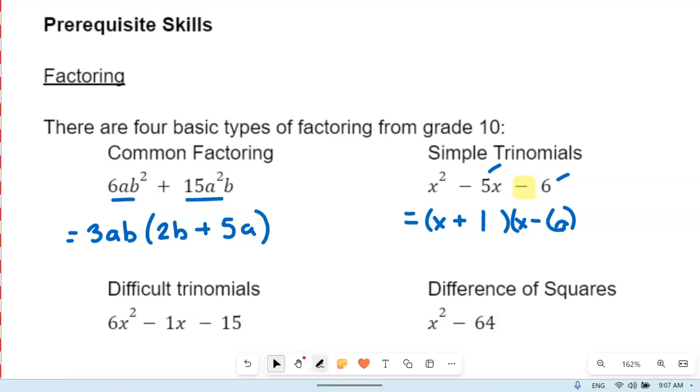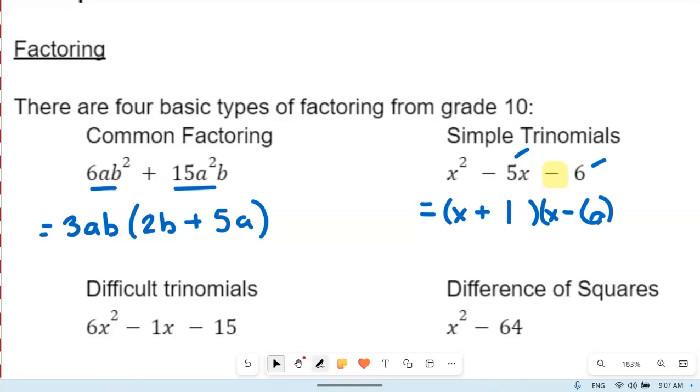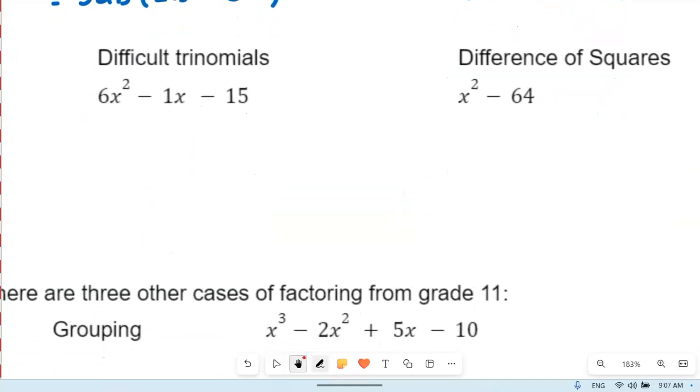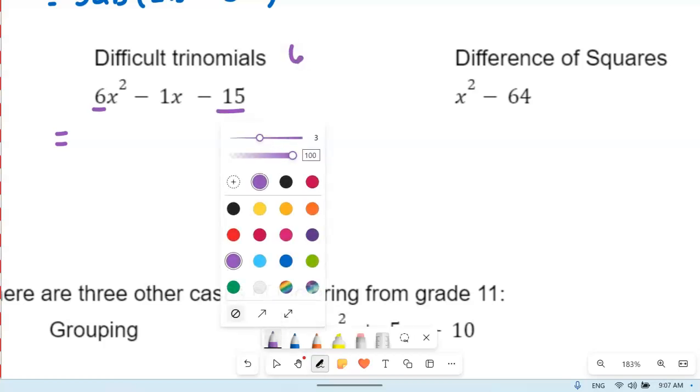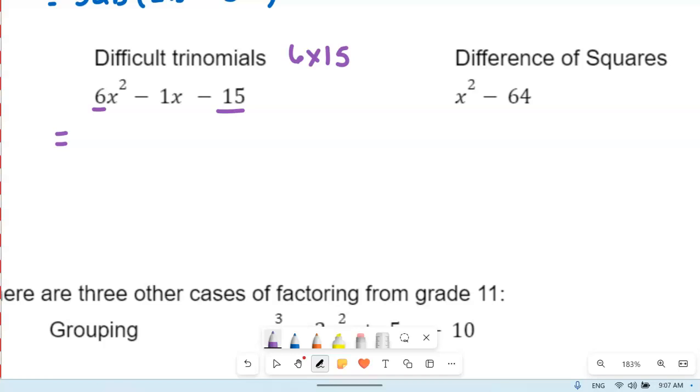After that, we looked at difficult trinomials, and difficult trinomials had an extra step in them. So before we could really get started, we needed to get rid of these. We need to take our A term and our C term, so this is A, this is C, and multiply them together. So 6 times 15 is 90. So now we're looking for 2 factors that multiply to 90 and combine to negative 1, my B term here.